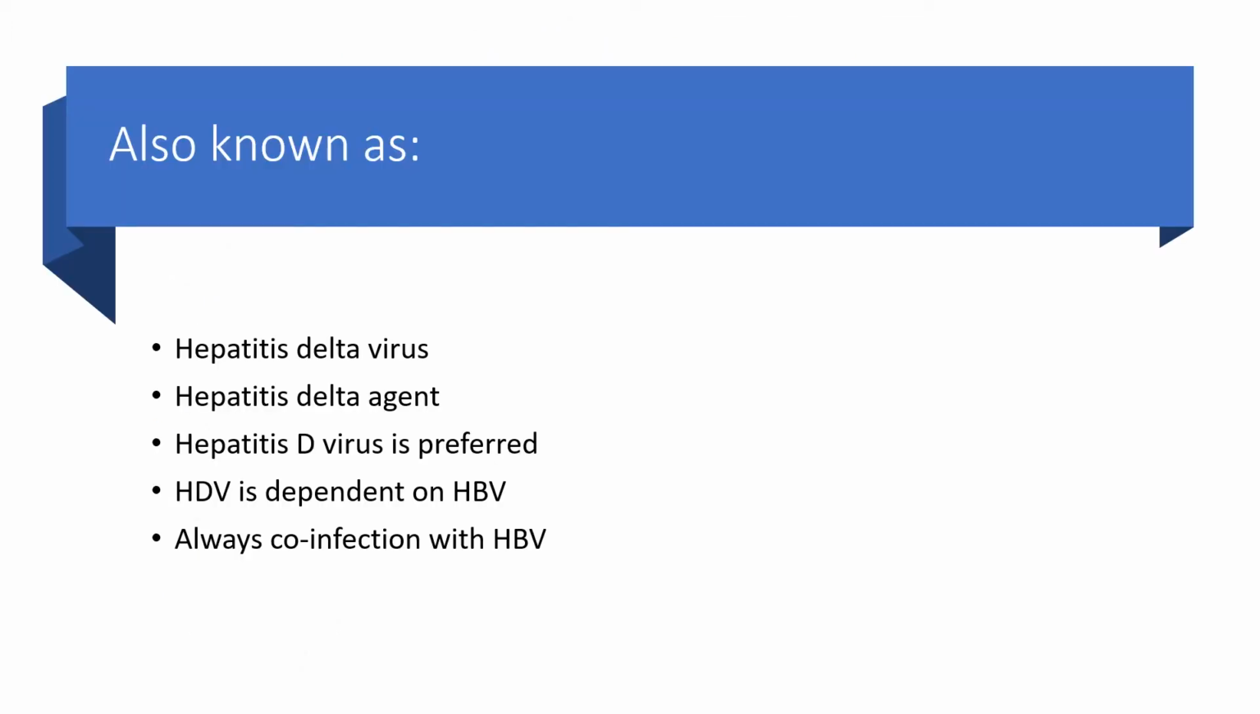Hepatitis D virus is also known as hepatitis delta virus, also known as hepatitis delta agent. But hepatitis D is most preferred as the nomenclature. Hepatitis D virus is dependent on hepatitis B virus, always co-infected with hepatitis B virus. And why that? We will soon know in the next few minutes.